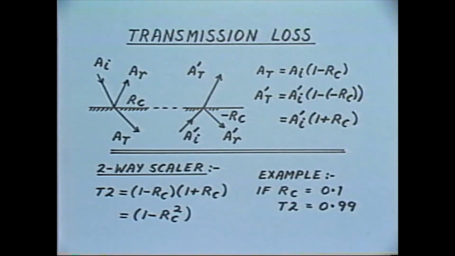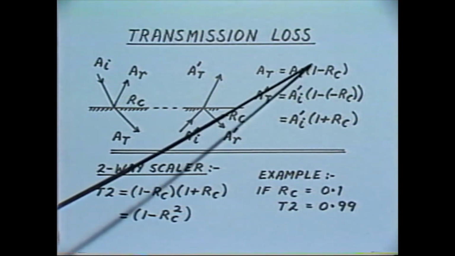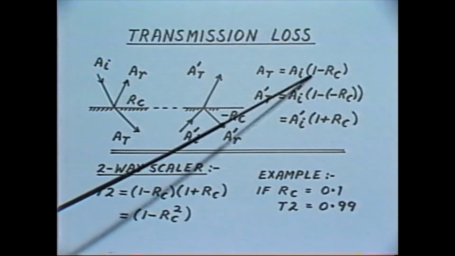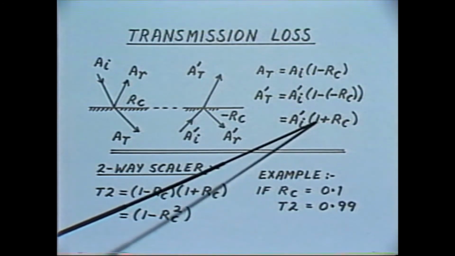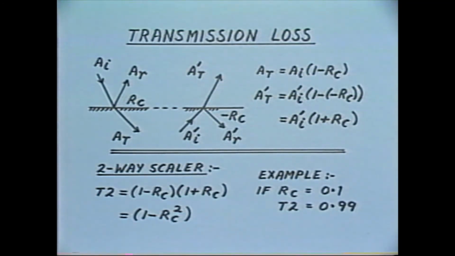Well, in effect then, the amplitude of the ray is scaled by this factor as it travels down and by this factor as it travels up. So we have a kind of two-way scalar applied to the amplitude of the seismic wave. Call that two-way scalar T2, and it's simply multiplication of the scalar on the way down and the scalar on the way up. And that becomes this formula, 1 minus the reflection coefficient squared.